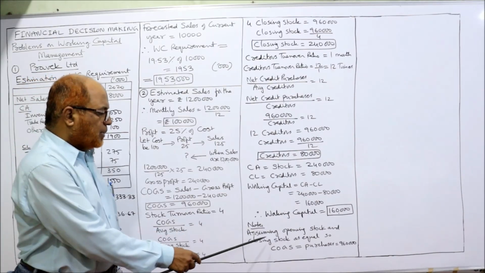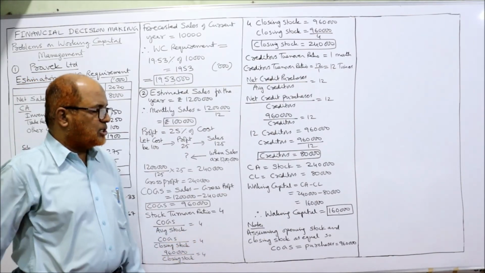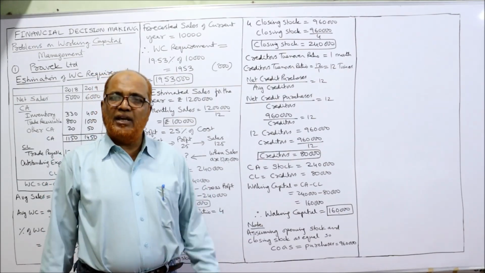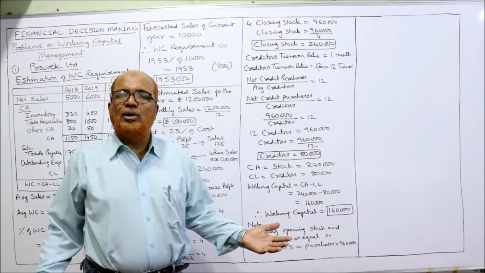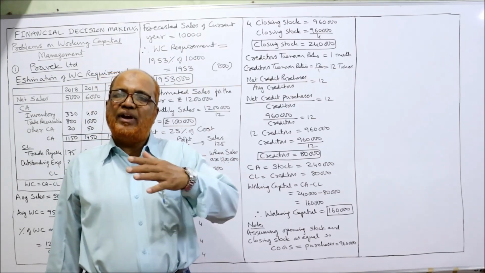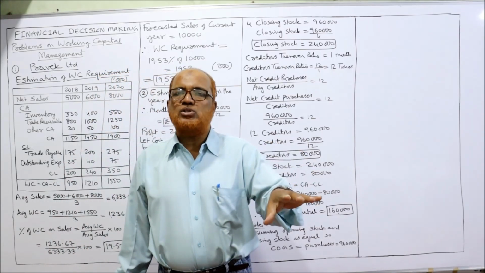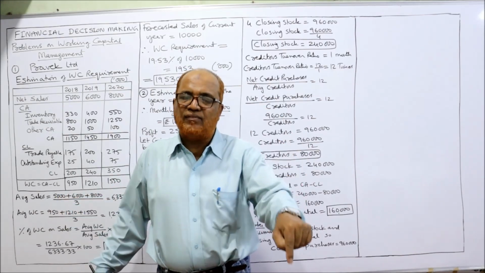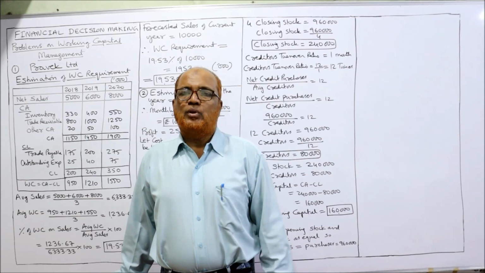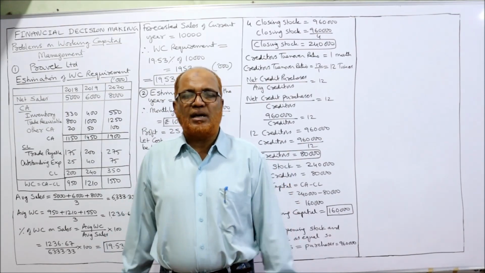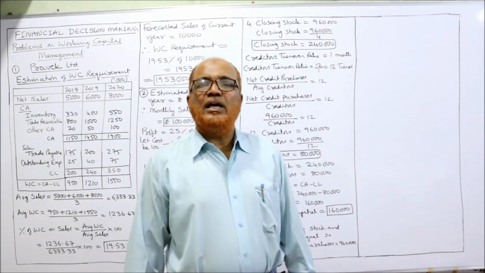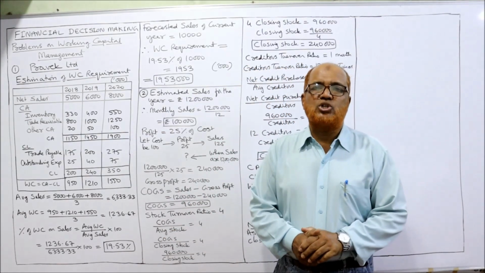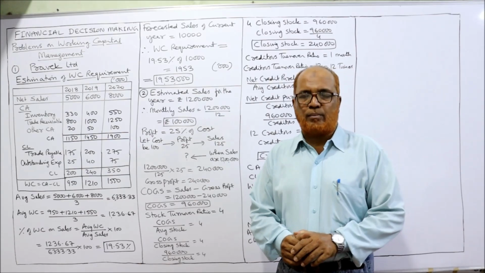Note, assuming opening stock and closing stock are equal, COGS is purchases. Cost of goods sold and purchases are one and the same. In other words, we can say like this also: because it is a new business, we don't have any opening stock, so whatever purchases are made, that itself is the cost of goods sold. So COGS and purchase are one and the same. So in this video I have explained the first two problems on estimation of working capital requirement.